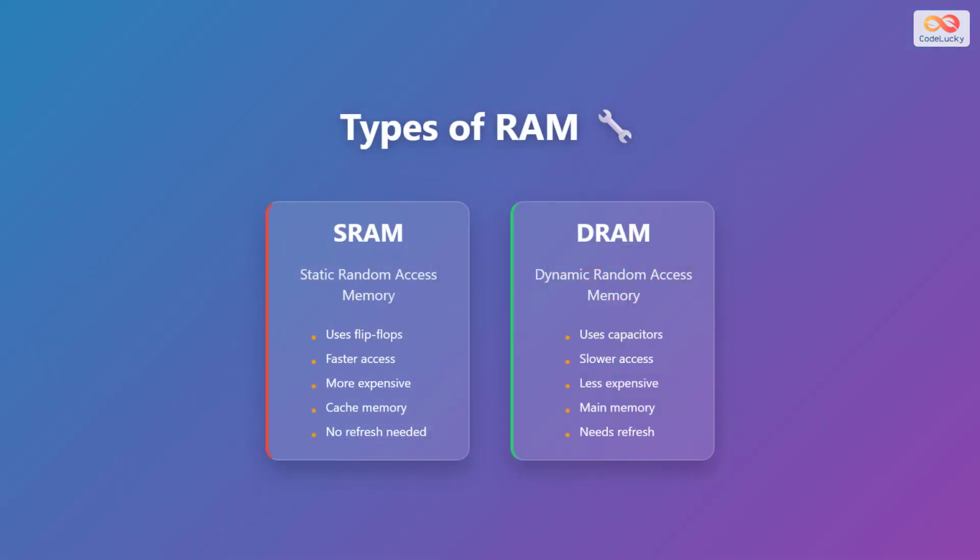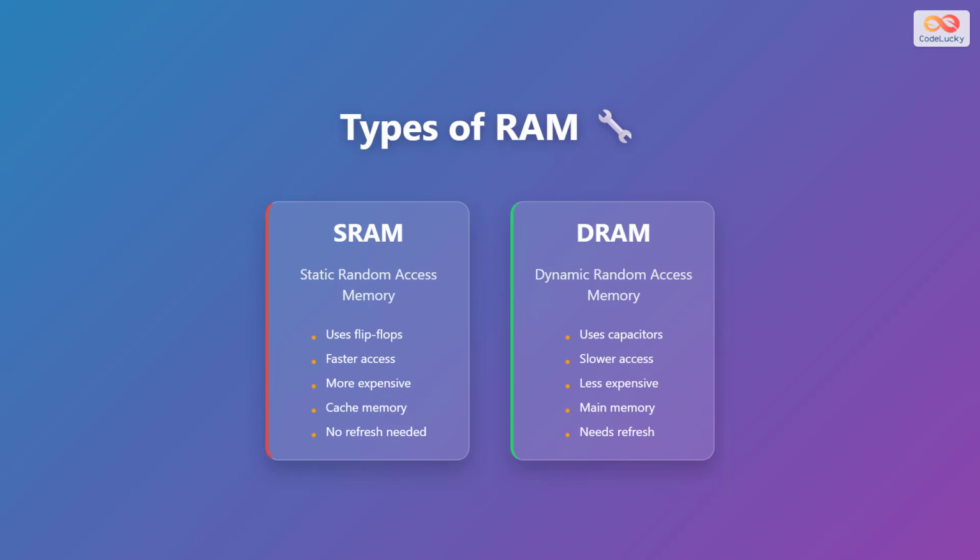There are mainly two types of RAM. One is static random access memory, or SRAM. SRAM uses flip-flops to store each bit, resulting in faster access times but also higher costs. It's often used for cache memory and doesn't require constant refreshing.